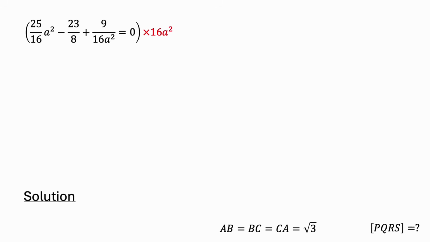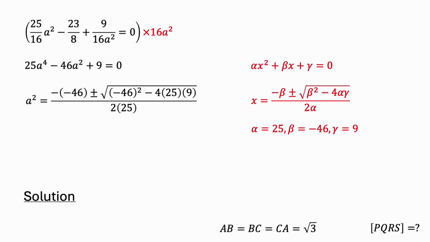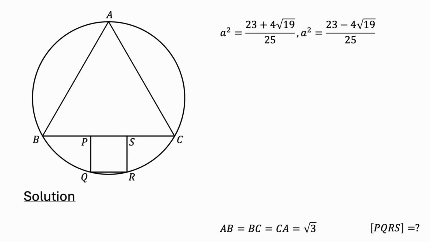Multiplying both sides by 16a squared gives us 25a to the power of 4 minus 46a squared plus 9 equals 0. An application of the quadratic formula with alpha equals 25, beta equals minus 46, and gamma equals 9 gives us two possible areas of the square, 23 plus 4 square root 19 over 25 and 23 minus 4 square root 19 over 25. To determine the area, let us return to the diagram.